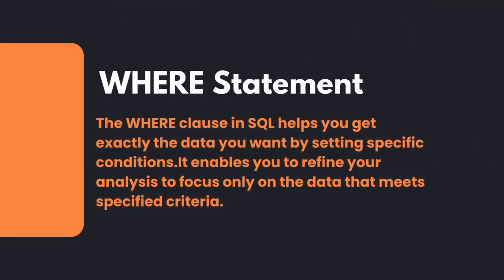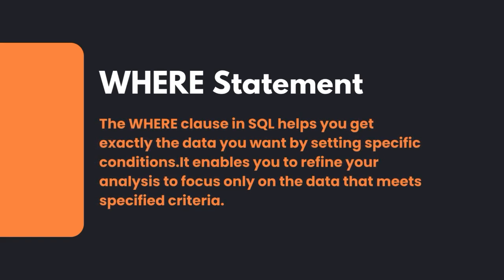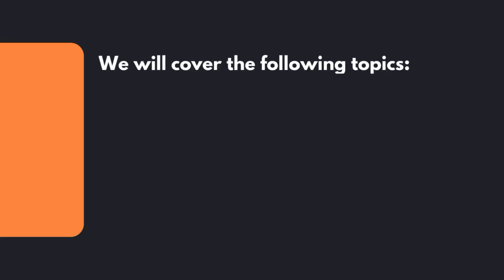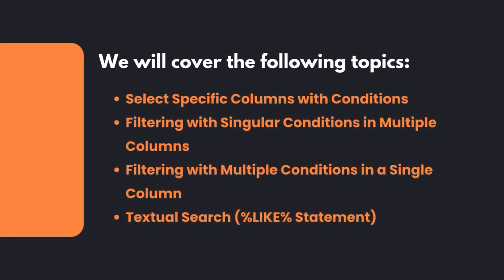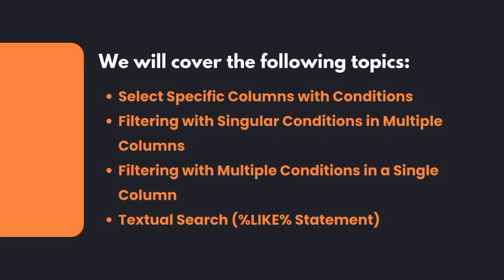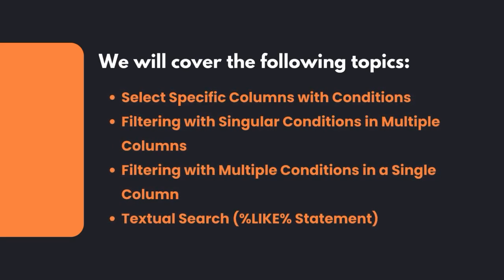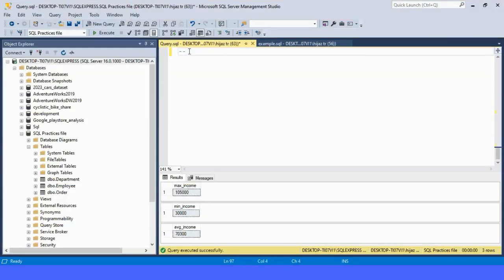The where clause in SQL helps you get exactly the data that you want by selecting a specific condition, and it enables you to refine your analysis to focus only on the data that meets specific criteria. The where statement is like using a filter on different kinds of tables and datasets. In the where statement, we discuss different topics like specific columns with conditions, specific single conditions in multiple columns, specific multiple conditions in a single column, and different kinds of textual search, like by using a like statement. Now we are discussing the where statement.